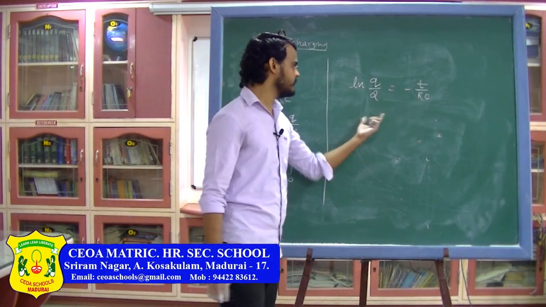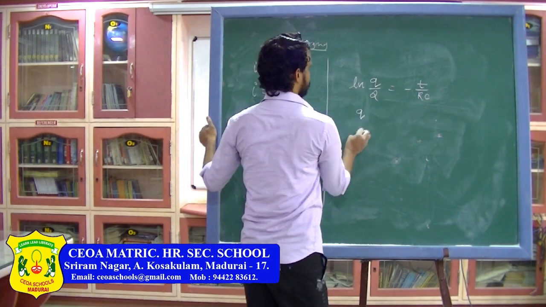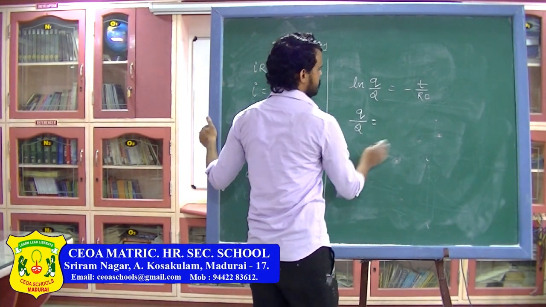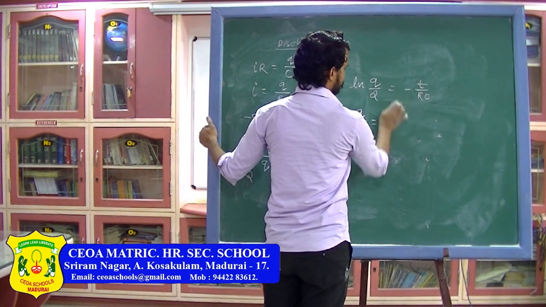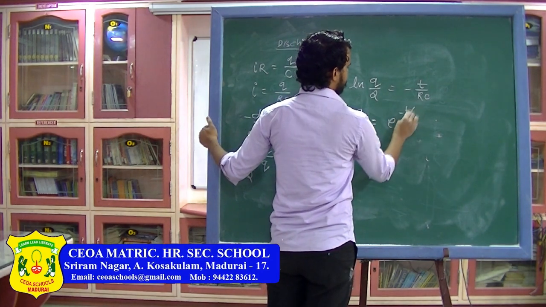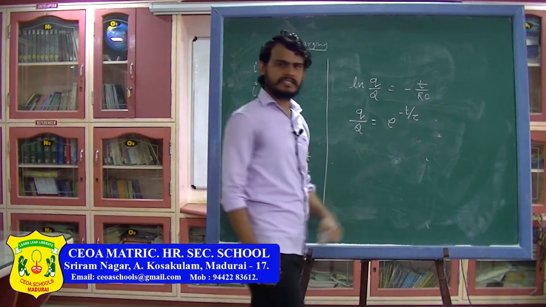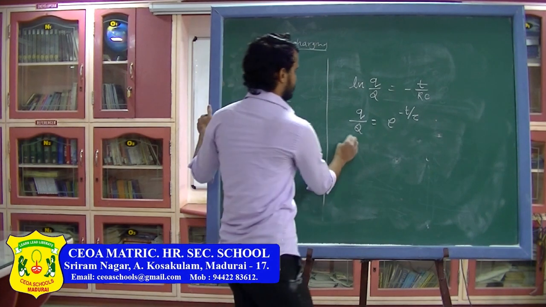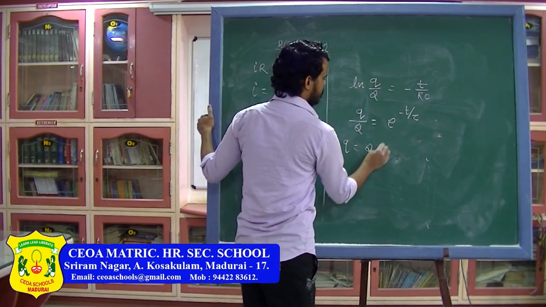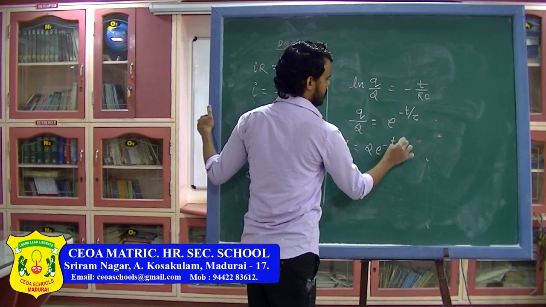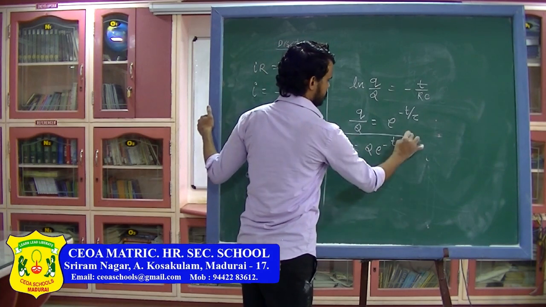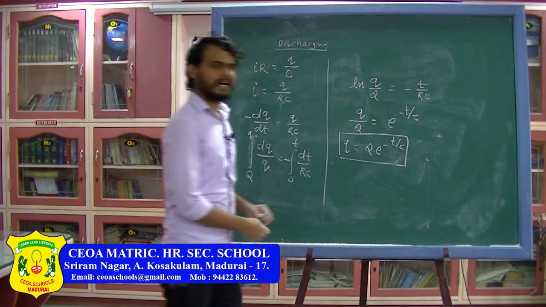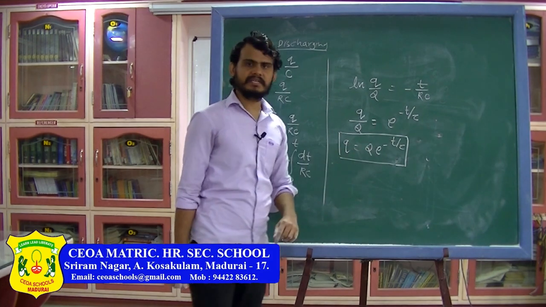Again I can take the antilog here, so this will be q divided by capital Q, which is equal to e power minus t by RC. Again I am going to write RC as tau. So from here q can be written as capital Q times e power minus t by tau. So this is the charge as a function of time when the capacitor is discharging.